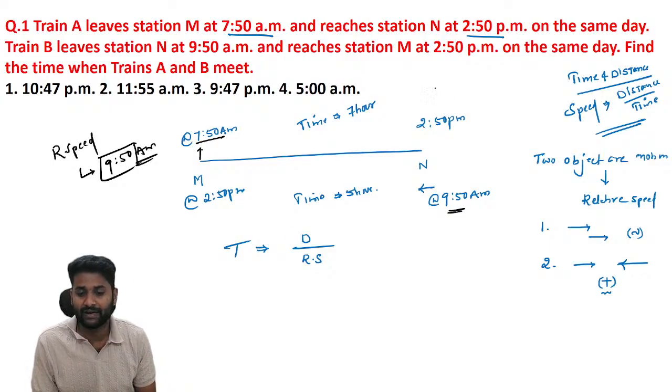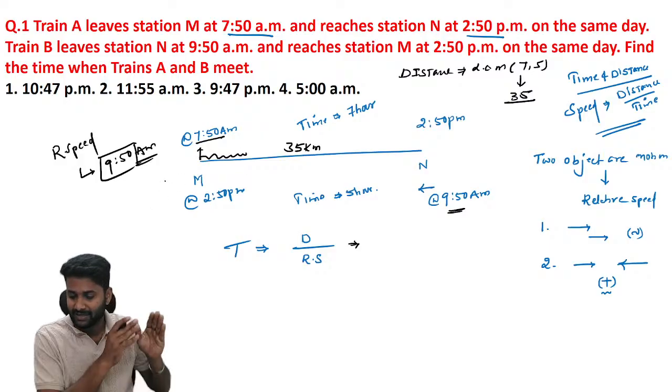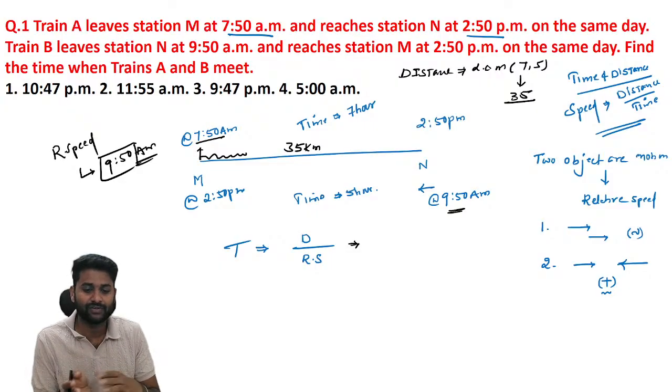Now, guys, we need a distance. My suggestion: you can assume a distance. Here the distance is the LCM of the timings. The respective timings are 7 and 5, so let us assume the total distance is 35 kilometers. From here to here it is 35. As you know, before the start of N, M already covered 2 hours of journey, because M starts at 7:50 and N starts at 9:50.